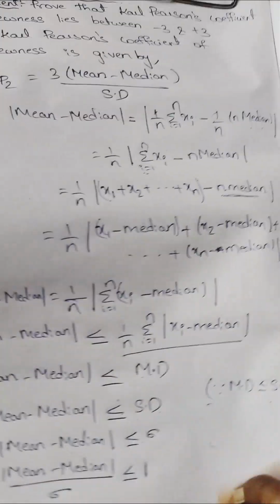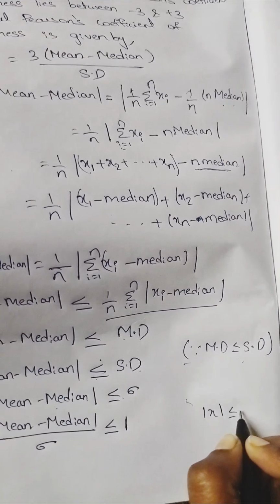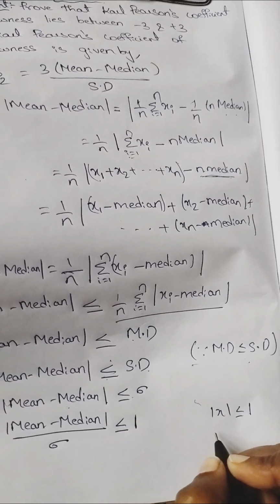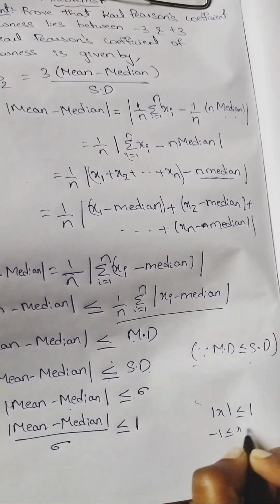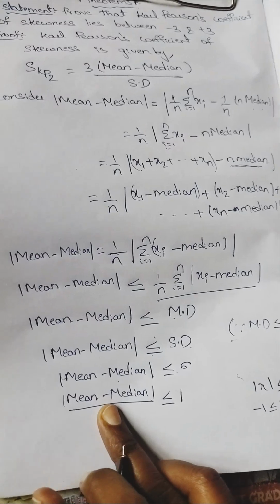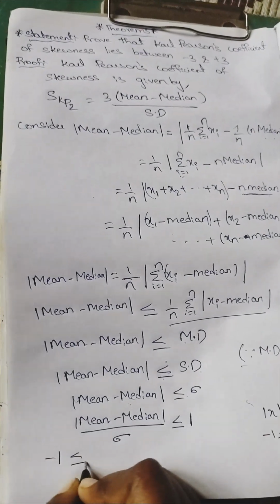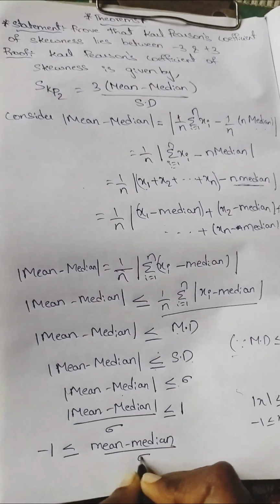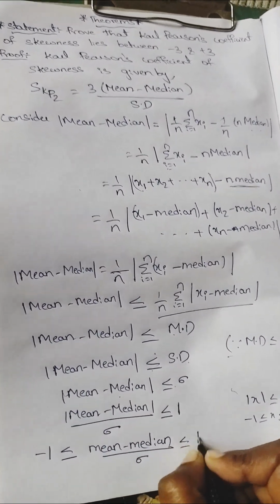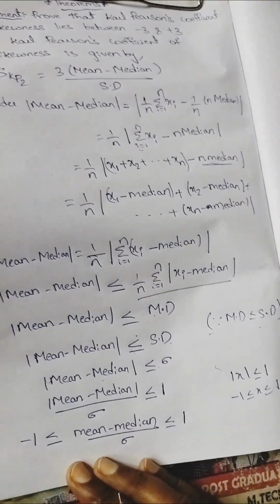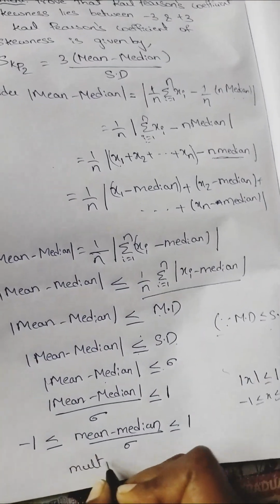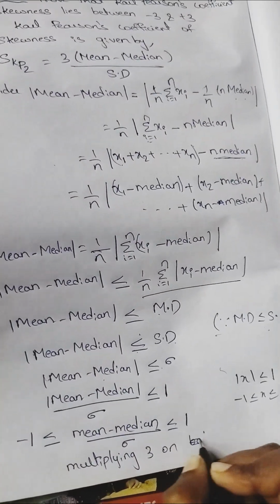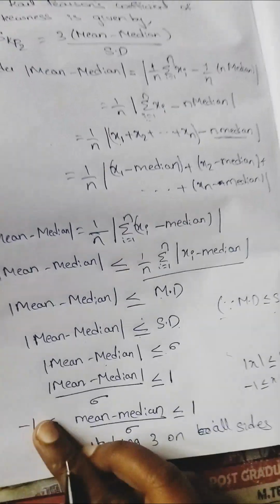Now you always know that if mod x is less than or equal to 1, then removing the mod, we get minus 1 less than or equal to x less than or equal to 1. So removing this mod, we get minus 1 less than or equal to mean minus median divided by sigma less than or equal to positive 1. Next I want to multiply by 3 on all sides. So what will we get on the left hand side?